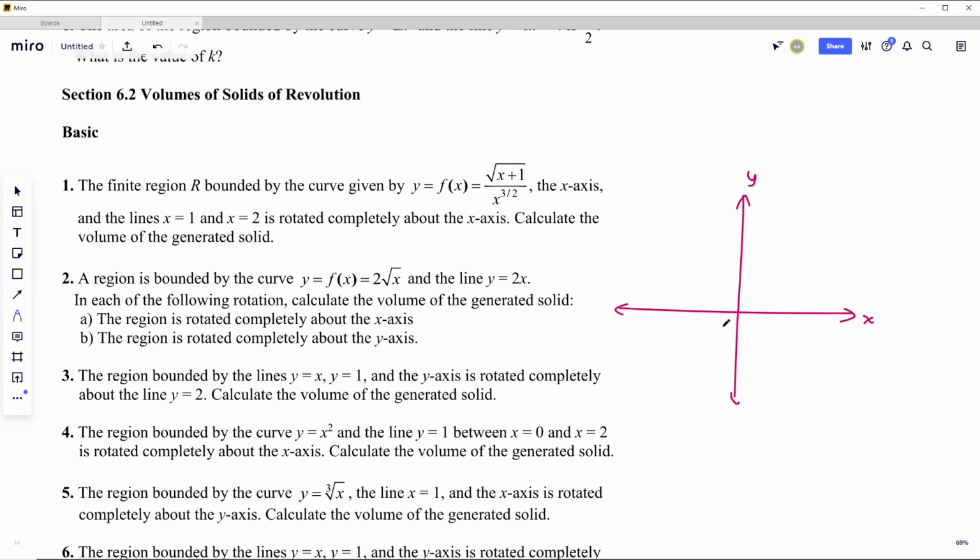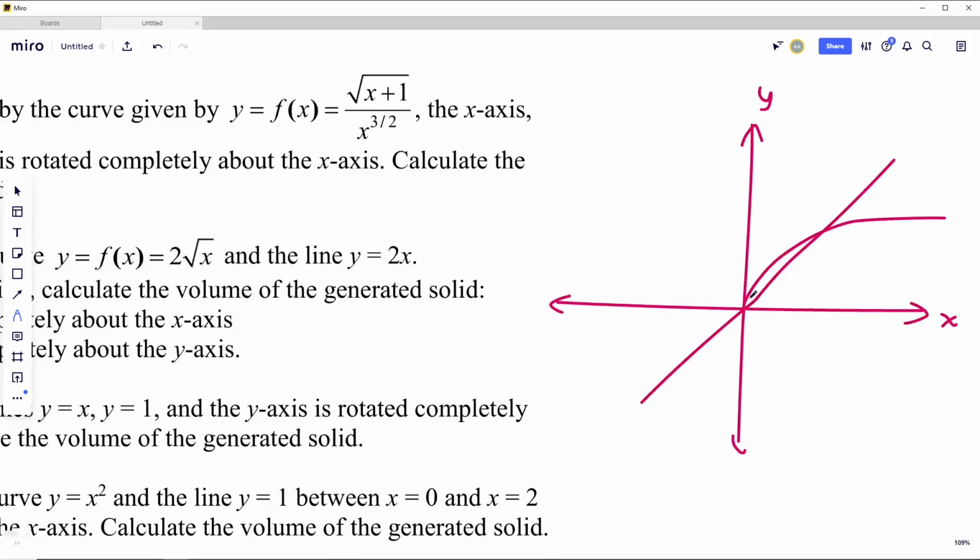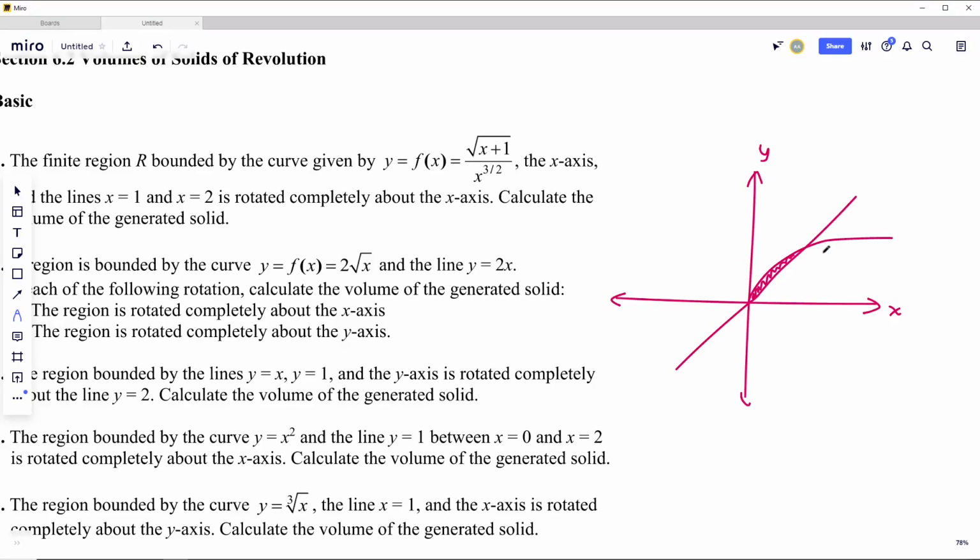Again, if you do these things by experience, you might not need to graph, but it's always nice to graph. So just to be sure of things, let's make this clear. Something like this, and this is 2x, and so this is the area. You can always double check.